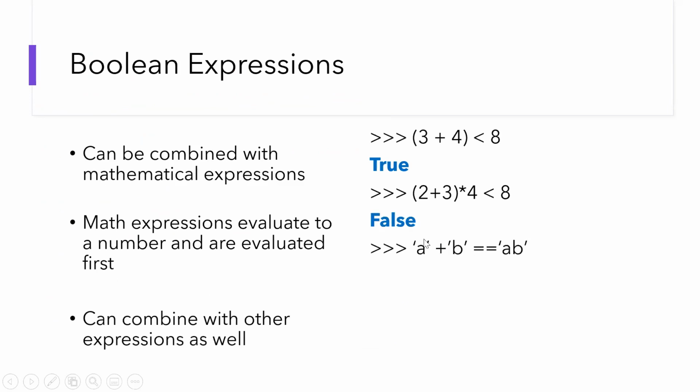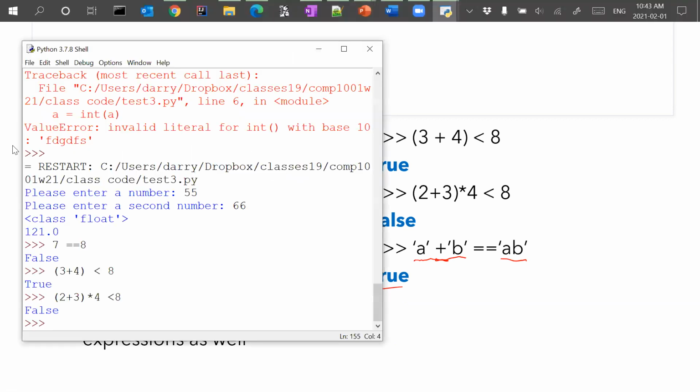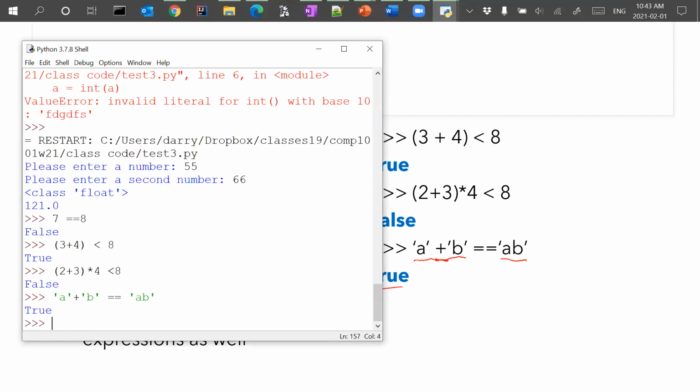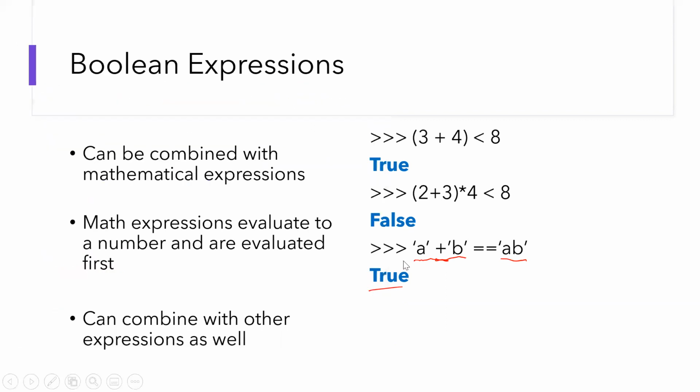We can combine it with other expressions as well. So we can use the concatenation operator for strings. This plus will put them together, and what I'm asking here is, is the resulting string of this operation the same as this string? And in this case, it would say true. So A plus B equal AB, and that says true. So yes, you can combine a lot of operations as long as at the end, it evaluates to a Boolean.